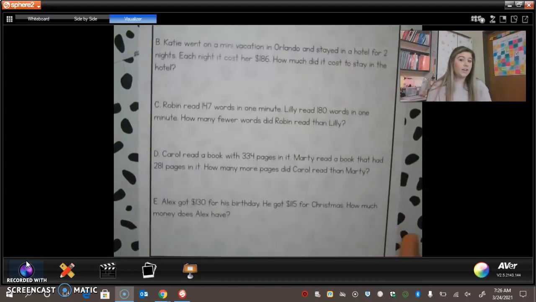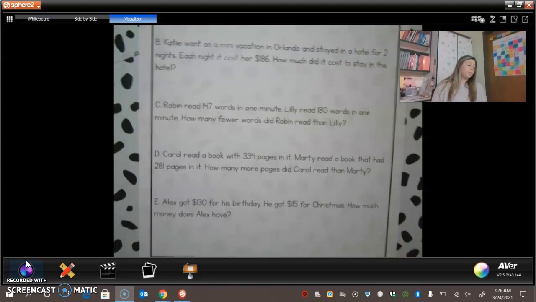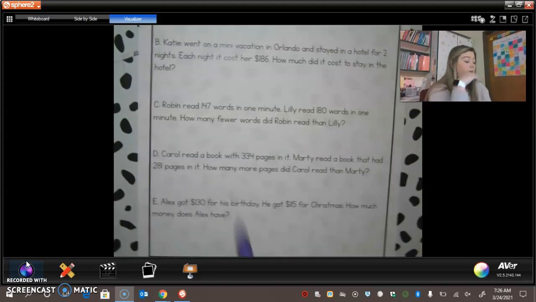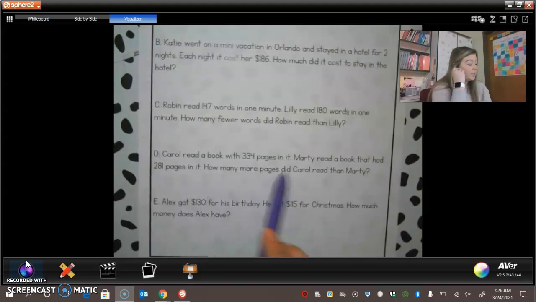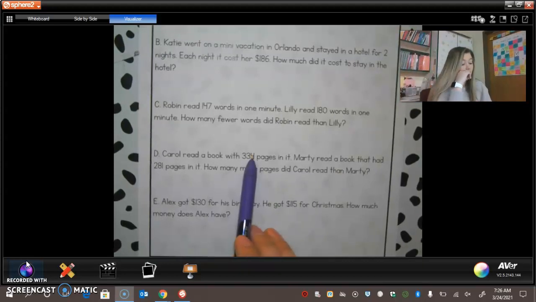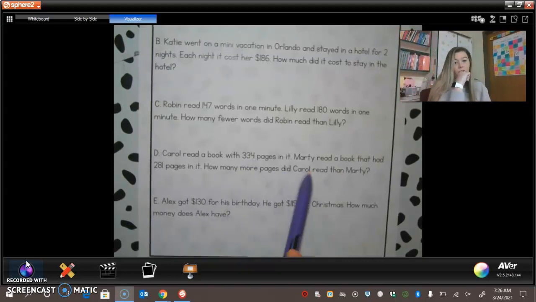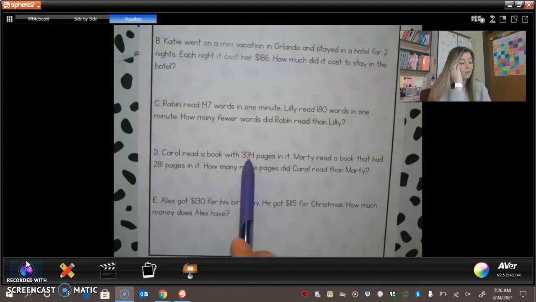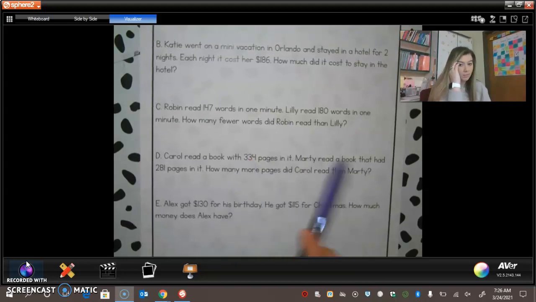D. Carol read a book with 334 pages in it. Marty read a book that had 281 pages. How many more pages did Carol read than Marty? So we know Carol read more pages. It says right here that Carol read more pages. We need to figure out how many more pages Carol read than Marty.